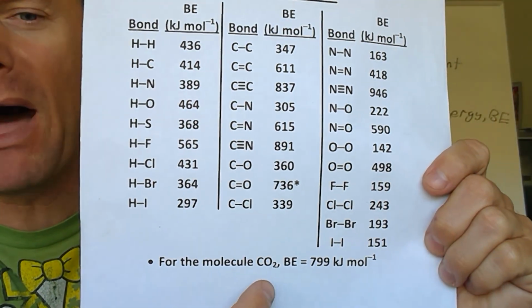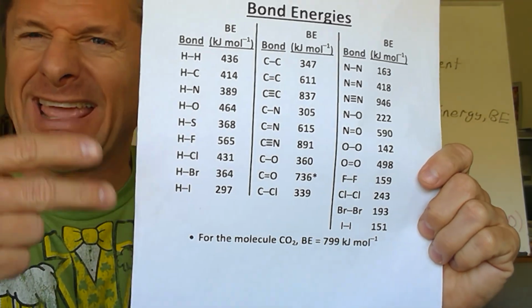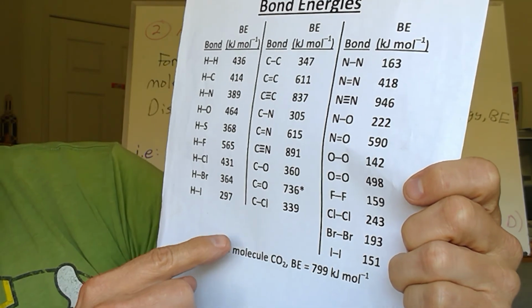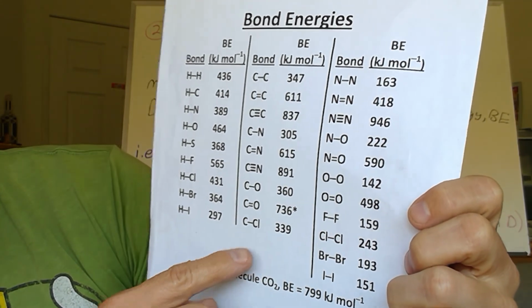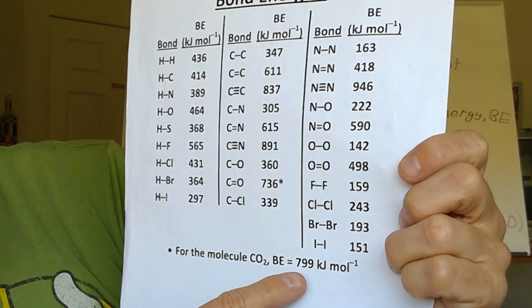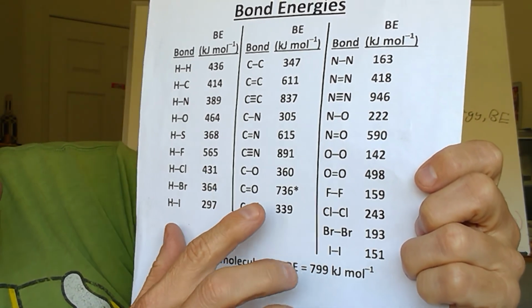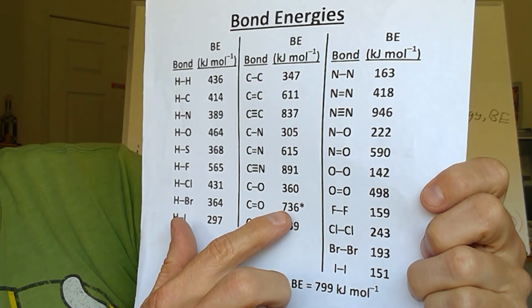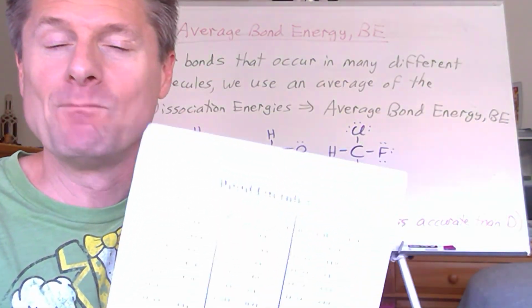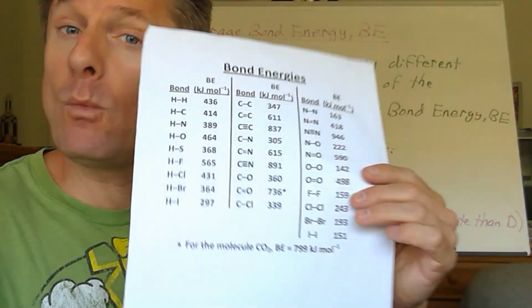There's an exception on the bottom for carbon dioxide. We can get a carbon-oxygen double bond pretty specifically. See that little star there? So in carbon dioxide, the carbon-oxygen double bond is about 799 kilojoules per mole. But if you take all the different scenarios where carbon-oxygen can double bond, it's about 736, like here. That's not going to be 799. Again, averages. What can we use these for?